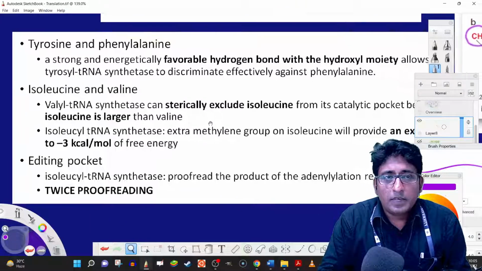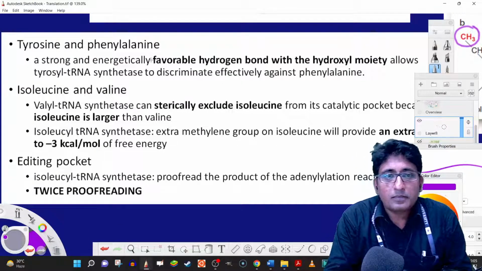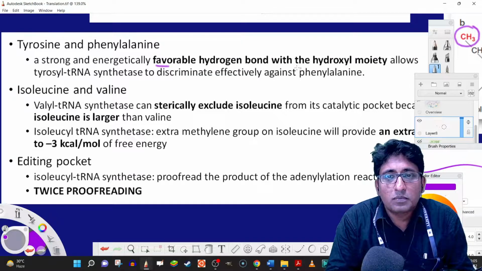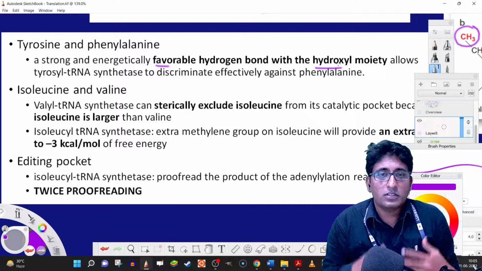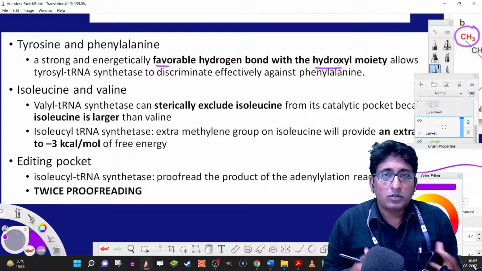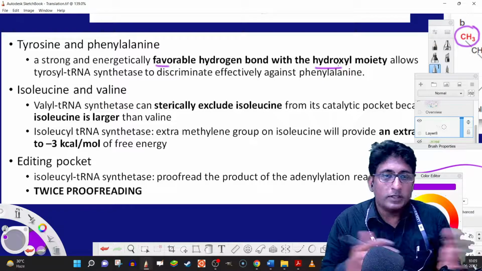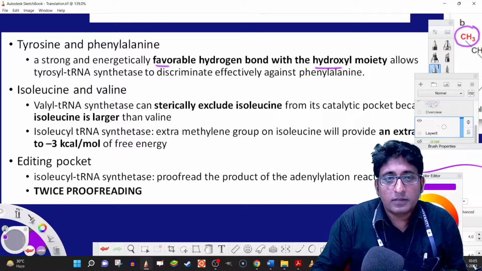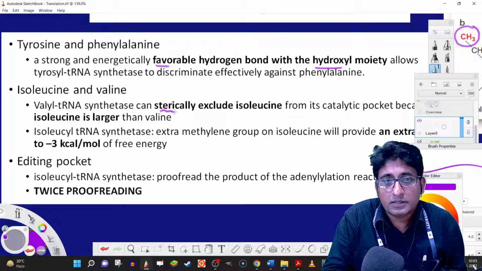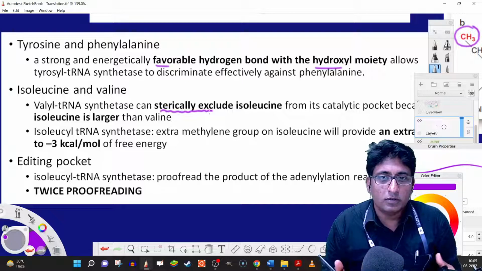So as we discussed here, tyrosine and phenylalanine, for example, the favorable hydrogen bonds, because of the hydroxyl moiety, will allow the discrimination between tyrosine and phenylalanine. Isoleucine is again, as discussed, about the steric exclusion of isoleucine.